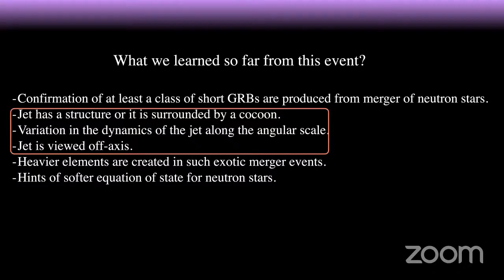So then it gave rise to the question: if it is viewed off axis, that means we are able to see something, then the profile of rise that we are seeing has something to do with the kind of jet structure that we are looking at, or the other proposed idea is that it is surrounded by a cocoon. So whatever we see as the prompt emission in the GRB will also have a lot of dependence on the kind of dynamics the jet has along the line of sight of the observer. And that means the dynamics of the jet can also vary with angle from the axis.